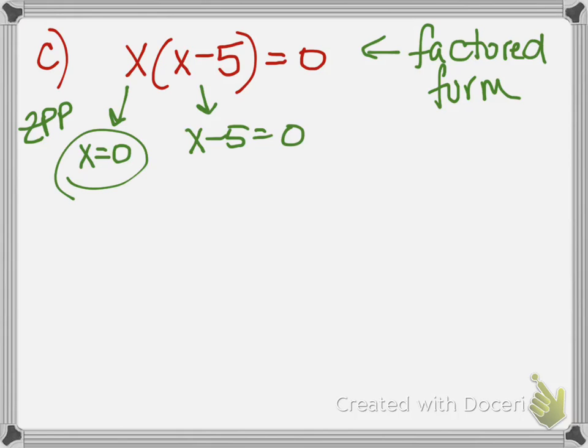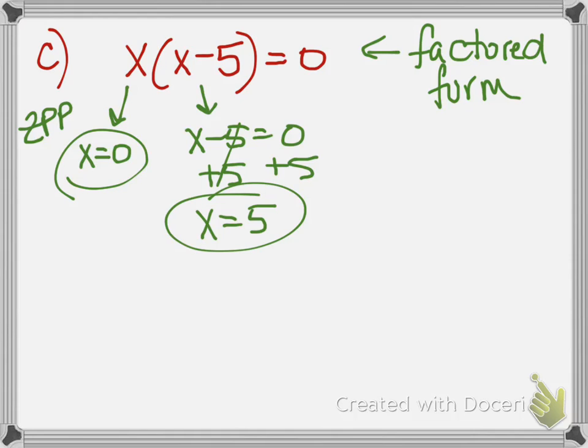So x equals 0 is an answer, or here you would solve it and find out that x equals 5. Well, these are normal looking answers. They're plain old numbers. There's nothing imaginary about them, so these are real solutions.